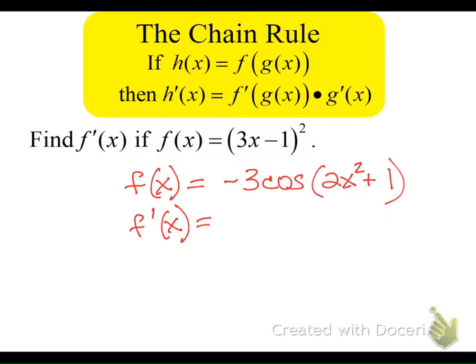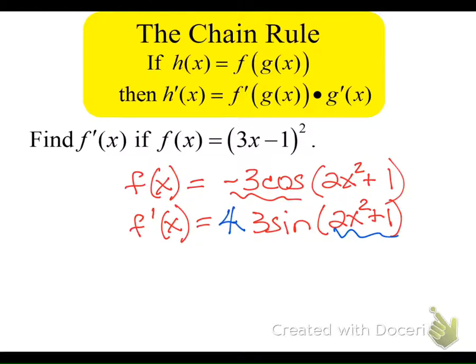So derivative of the outside would be the derivative of this piece. So 3 sine. Remember, when you differentiate cosine, change the sign. Leave the inside the same. Multiply by derivative of the inside. Derivative of the inside would be a 4x. And I usually just stick that out front next to the other coefficient. And then clean it up a little bit. Multiply these guys together, 12x sine of 2x squared plus 1. Okay, chain rule. All right, now I'm going to bore you with a whole bunch of examples.